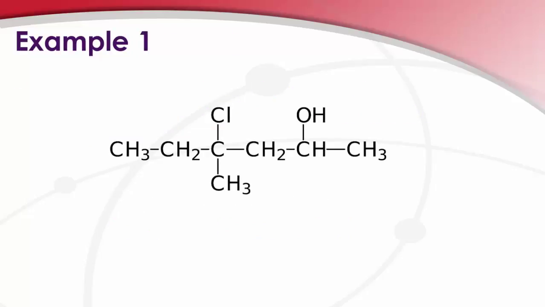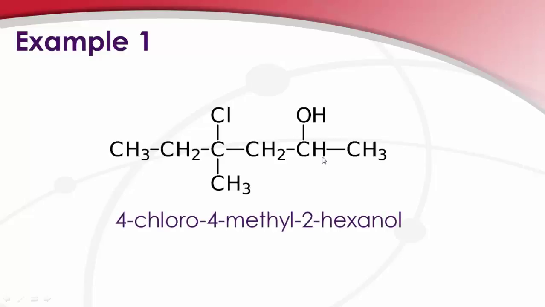Okay, so here's a little bit larger example then. We have 2, 4, 6, so that's based on hexane. So we have 2 is the carbon for the hydroxyl group. So this will be 4-chloro-2-hexanol. Oh, I forgot the methyl group. One point off from Mr. McBrien there. So 4-chloro-4-methyl-2-hexanol.